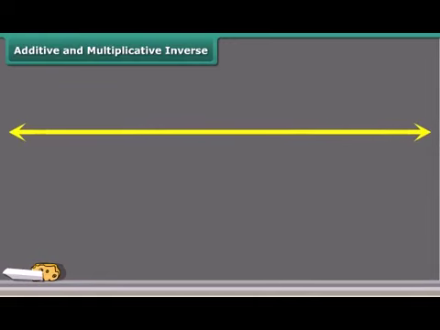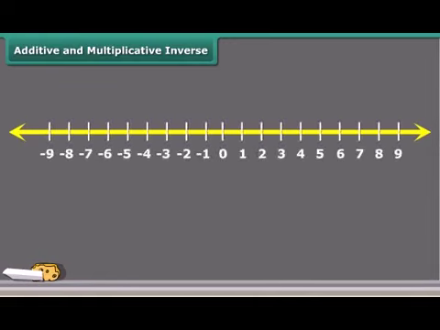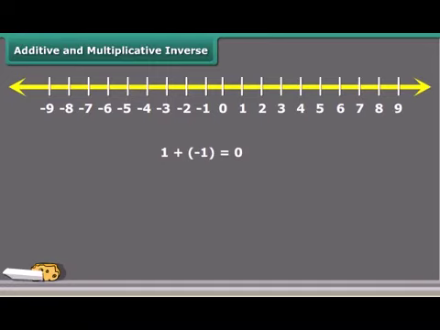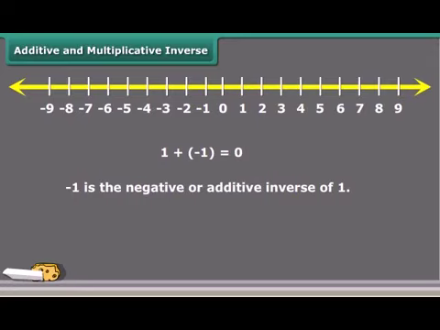You may have come across negative numbers while studying, isn't it? Is minus 1 the negative of 1? Yes, it is because 1 plus minus 1 is equal to 0. So we say that minus 1 is the negative or additive inverse of 1. Likewise, for any rational number, say 3 by 7, minus 3 by 7 will be its additive inverse.